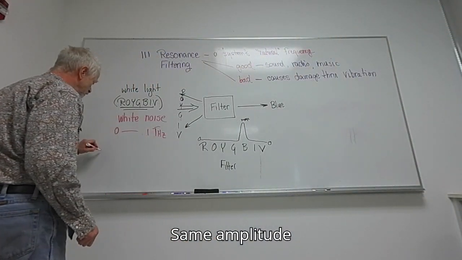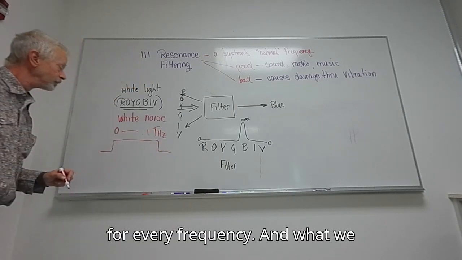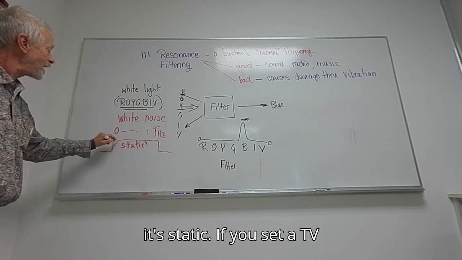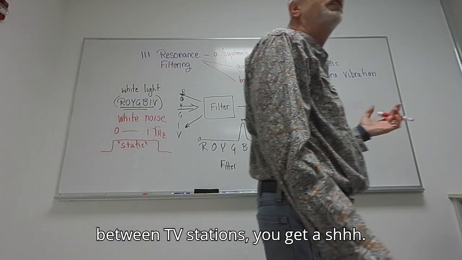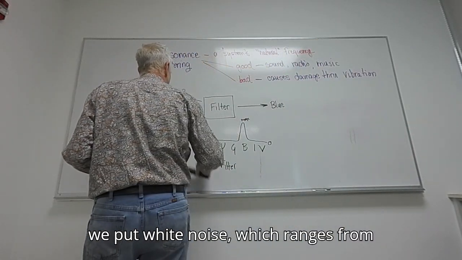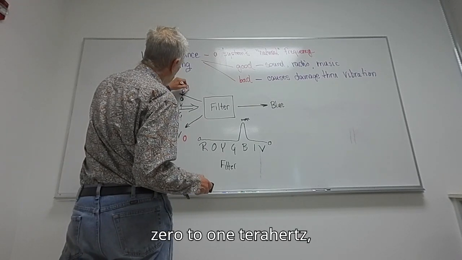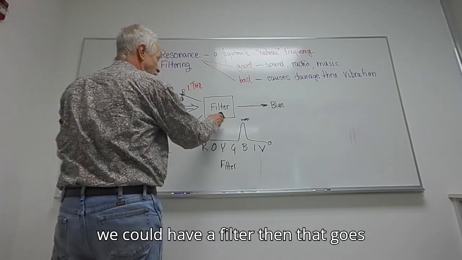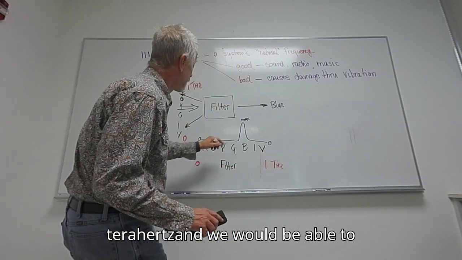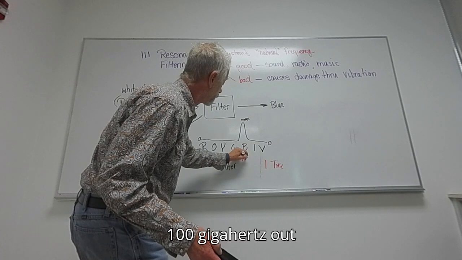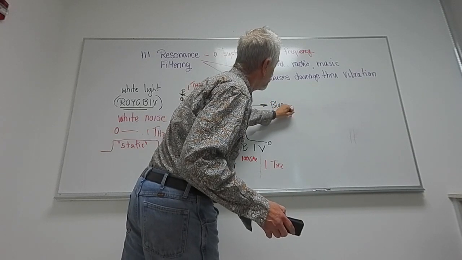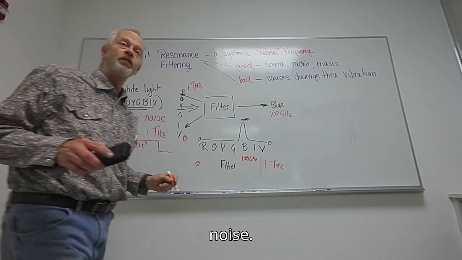Same amplitude for every frequency. And if you want to know what that sounds like, it's static. If you set a TV between TV stations, you get a shh, that's white noise. So if we put white noise, which ranges from 0 to 1 terahertz, through a filter that goes from 0 to 1 terahertz, we would be able to select, say for example, 100 gigahertz out of that and have just that signal out of that noise.